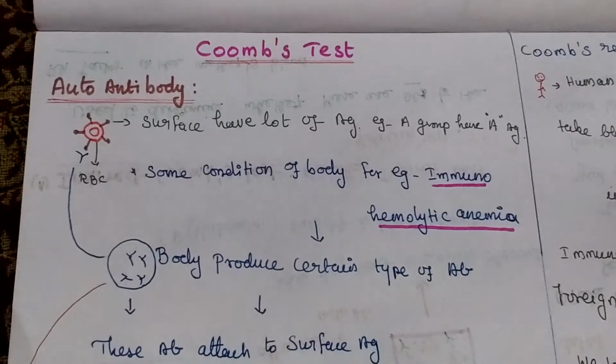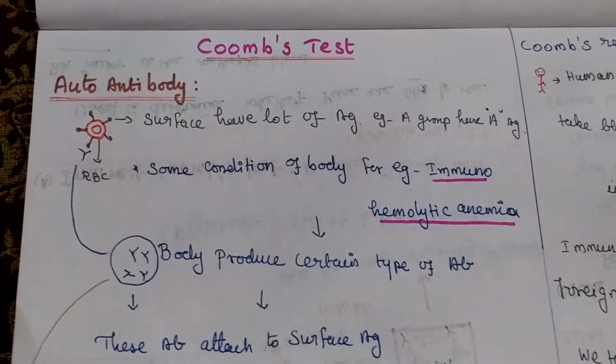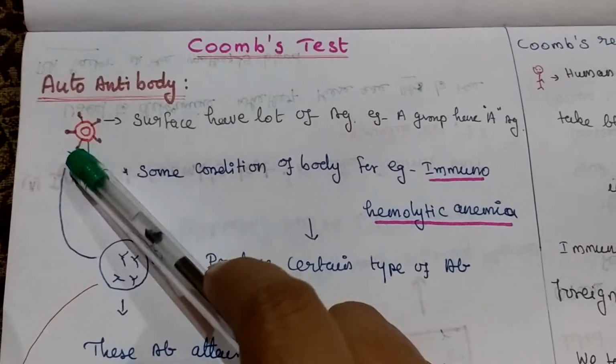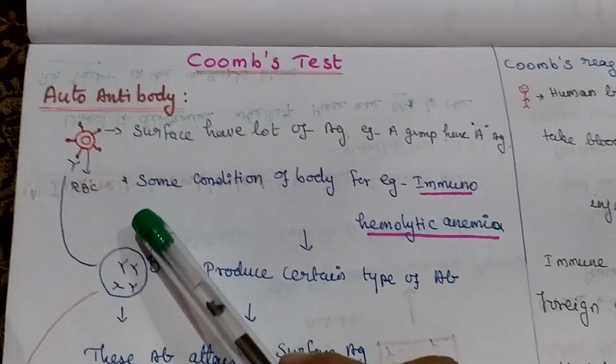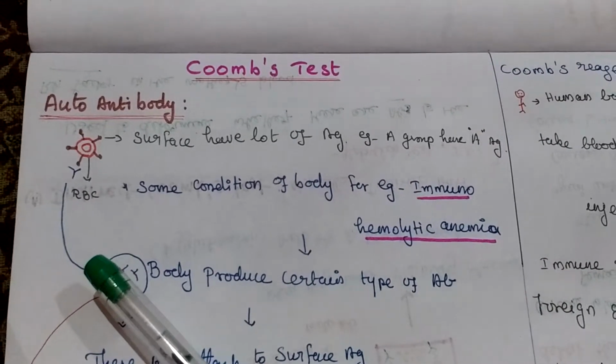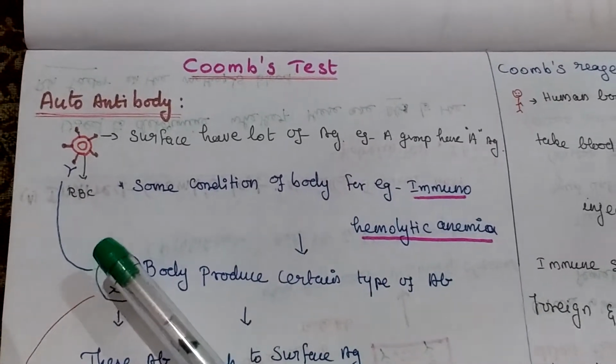Coombs test. First we understand autoantibodies. This one is the RBC. The RBC surface has a lot of antigens. For example, A blood group has A antigen, B blood group has B antigen, like that.